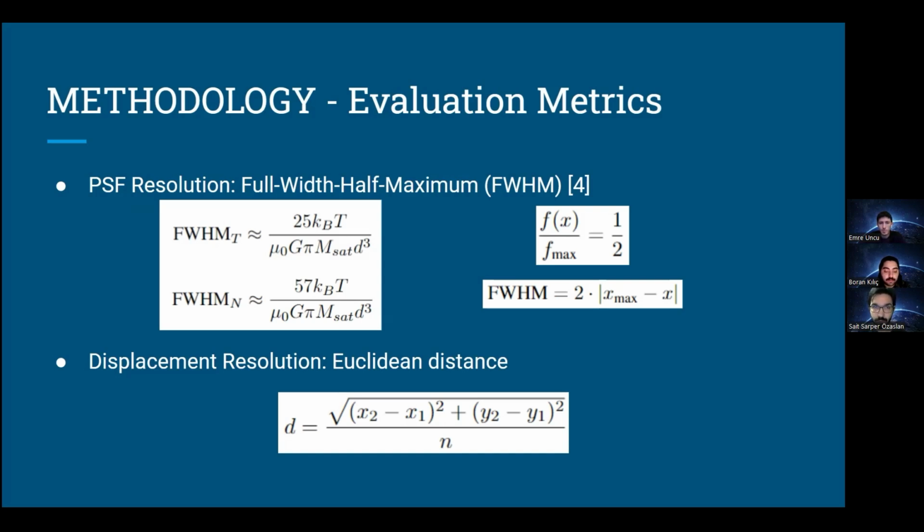And the second evaluation metric was the displacement resolution using the Euclidean distance. This metric is used for the evaluation of the warping effects. It is basically realized by calculating the distance between the centers of the point spread functions of SPIOs between the ideal and non-ideal cases.